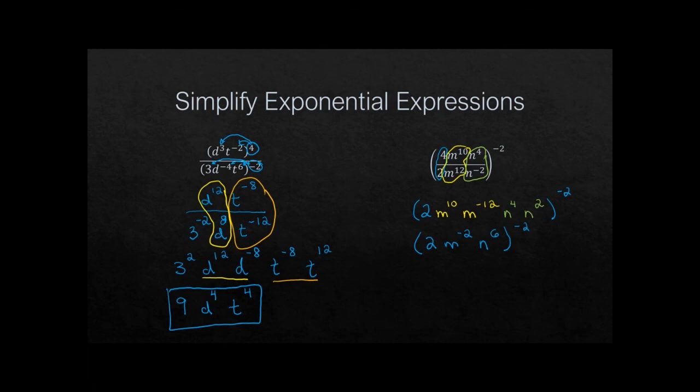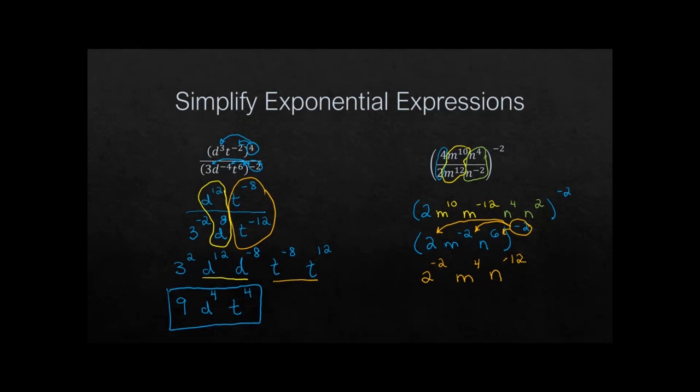Now this is when I'm going to distribute my exponent. So this is where I'm going to take this -2 and apply it to each of these. So that would give me a 2 to the -2, because if it's a number, it just gets that exponent. And on the variables with exponents, you multiply them. So we have a -2 times a -2, which is a 4. And then on the n, 6 times -2 is a -12. So now I have 2 to the -2, m to the 4th, n to the -12.